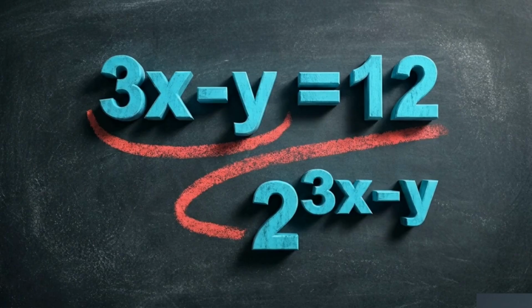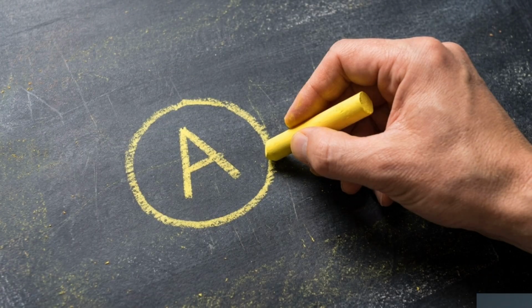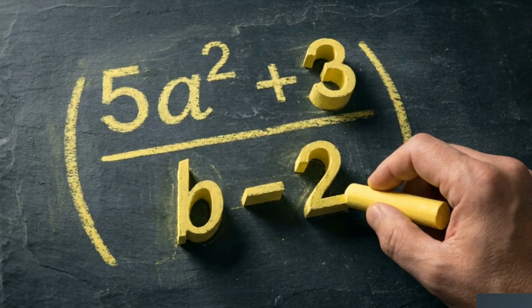Success didn't require us to find x or y. Instead, we manipulated the expression until its structure matched the starting equation. If we check the original multiple choice options, we see that our result matches option A exactly. Matching your bases is an effective way to bypass unknown variables on standardized tests. Look for this pattern in the future.